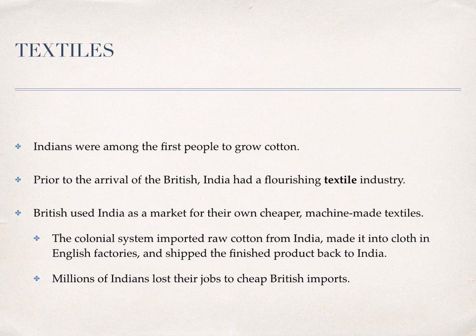You have to remember, late 1700s, 1800s, this is the beginning of the Industrial Revolution in England and in Europe. So they were able to produce clothing at a much cheaper price using their machinery. They could just basically churn this stuff out. So what the colonial system did is it imported raw cotton from India, then it made it into cloth in the English factories, and then it shipped these cheaper machine-made garments back to India. In the meantime, millions of Indians lost their jobs to these cheap imports.